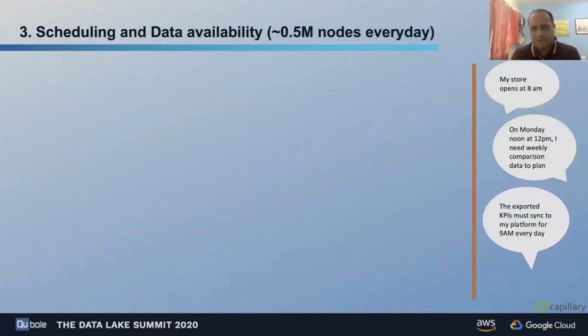The third point that I wanted to discuss is on scheduling and data availability. This is particularly relevant for the data pipeline, which is essentially generating this data lake every day and also incrementing that data every day. Now, what are the things that we hear from our customers? Time is a crucial factor for all of our customers.